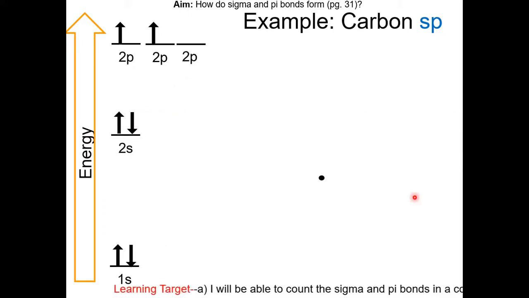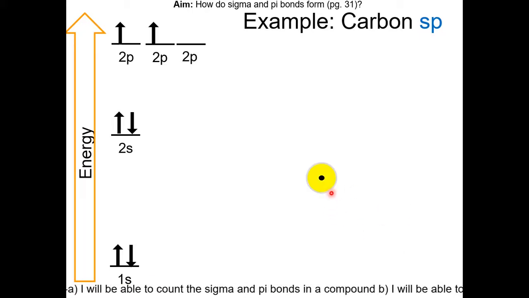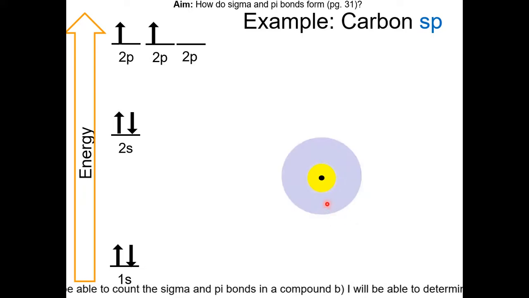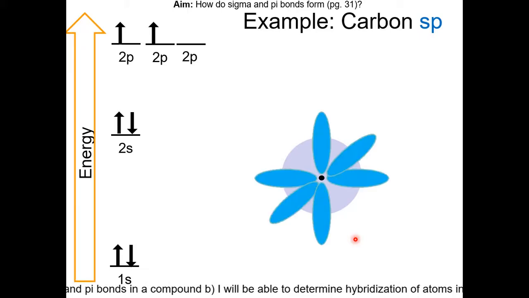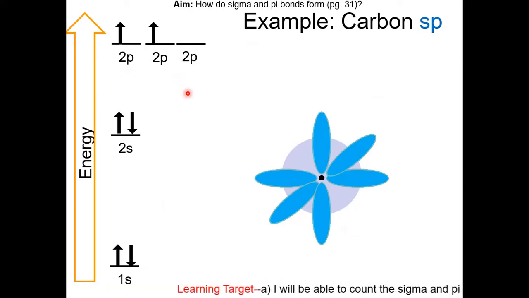Now we're going to look at pictures of carbon before and after hybridization. Here's the nucleus. Here's the 1s orbital, the 2s orbital. We're going to ignore the 1s orbital because we're going to focus on the valence shell. And here are the 2p orbitals. This is carbon before hybridization.